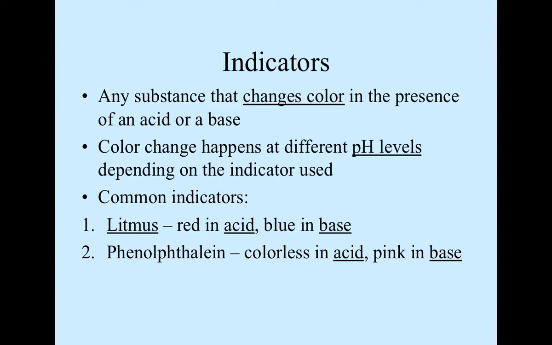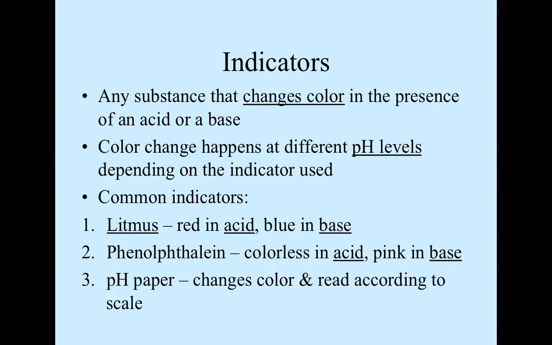Phenolphthalein is a liquid, and if you drop it in, it'll stay colorless in an acid, but it will turn bright magenta pink in a base. And pH paper. Now pH paper is going to change color no matter what. Basically, you dip it into whatever you're testing and then match up the color that the paper turns with the scale on the side of the bottle.